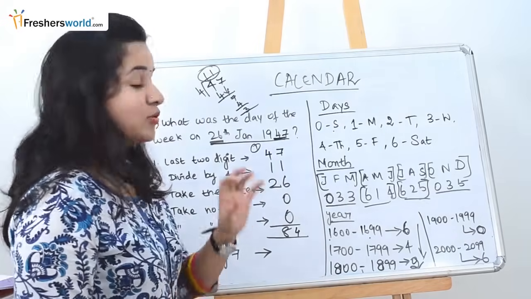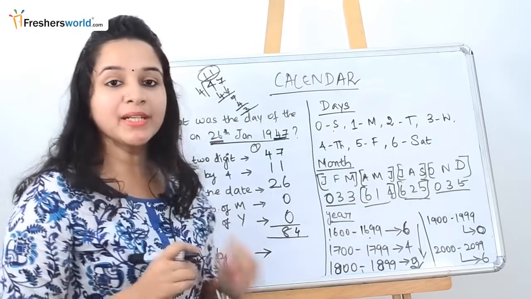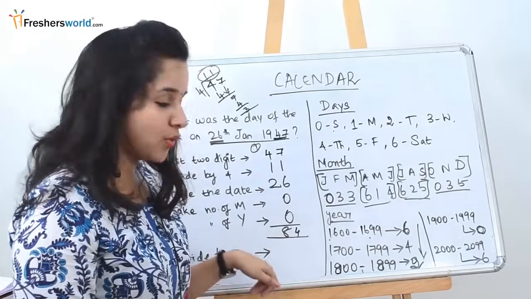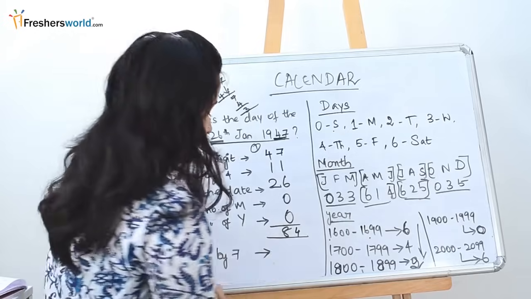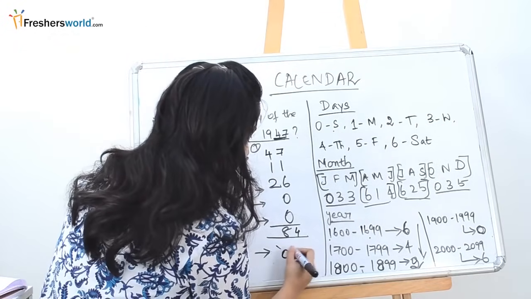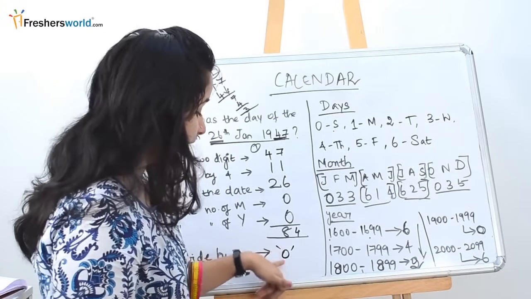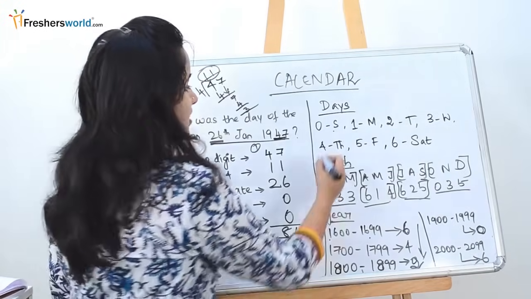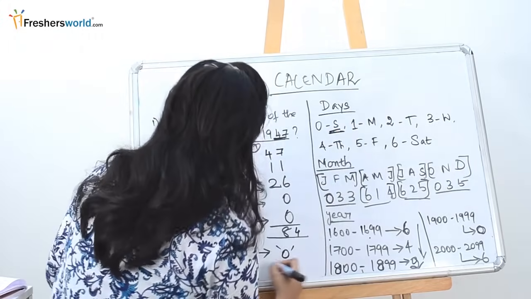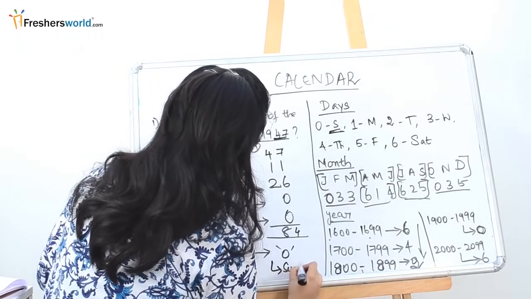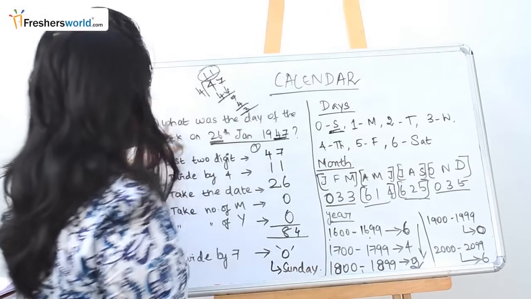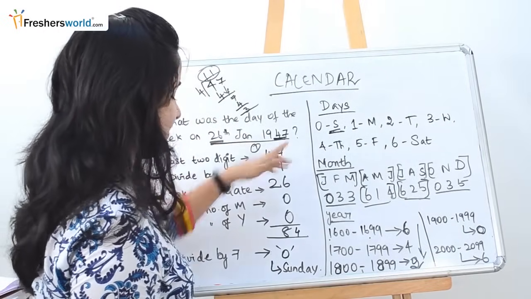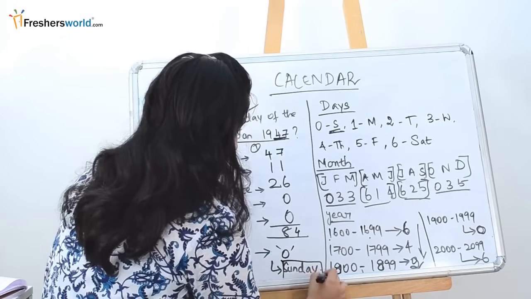What is the question? What was the day of the week? How many days are in a week? 7 days. So you divide 84 by 7. We know that 12 sevens are 84, so you will obviously get the remainder as 0. You have to take the remainder here, so 0. What does it correspond to? 0 is nothing but Sunday. So the day of the week on 26th Jan 1947 is Sunday.